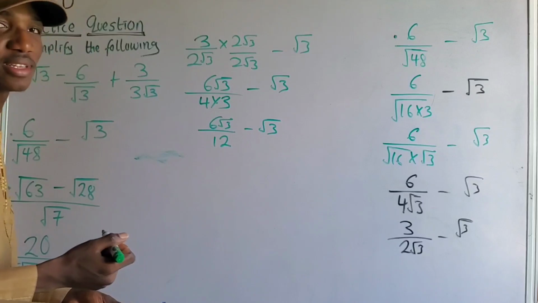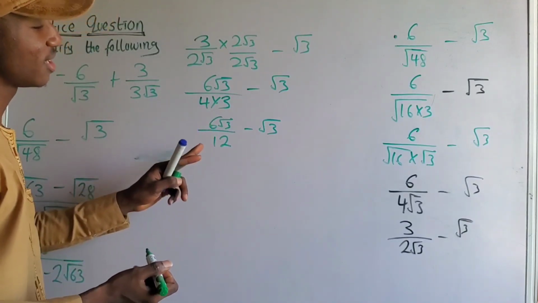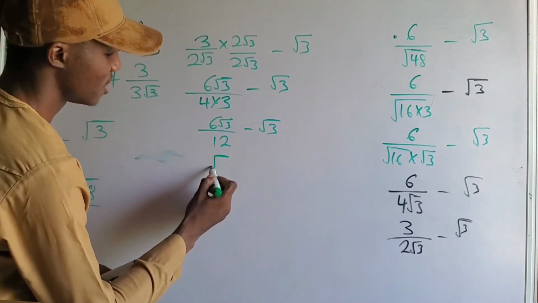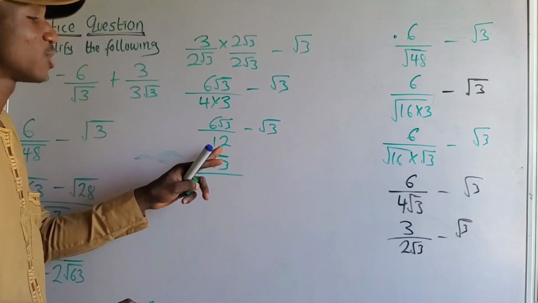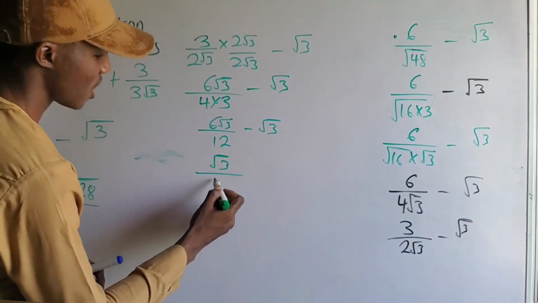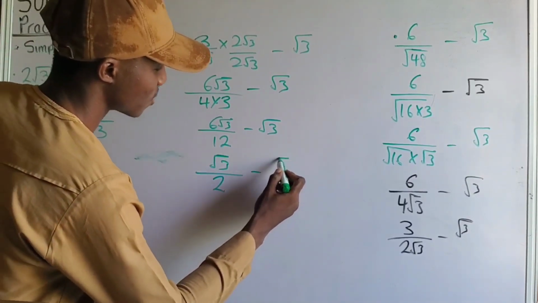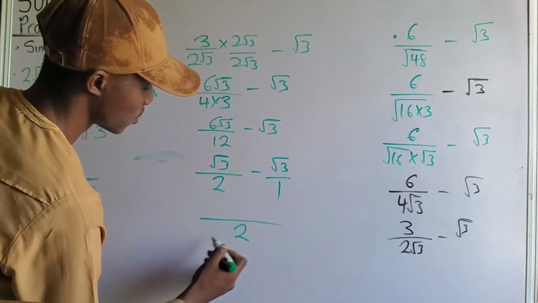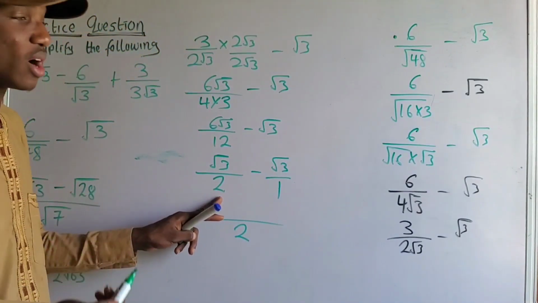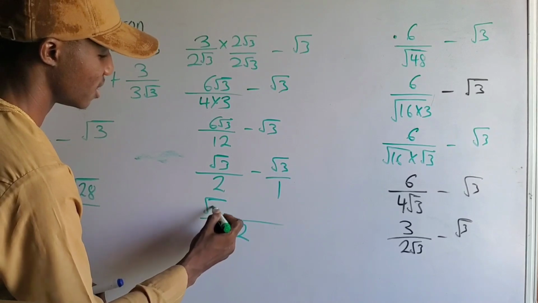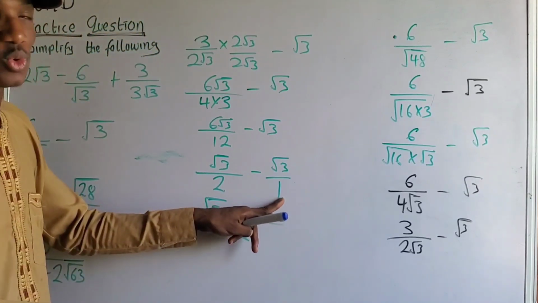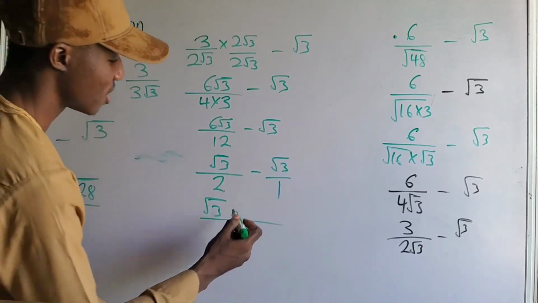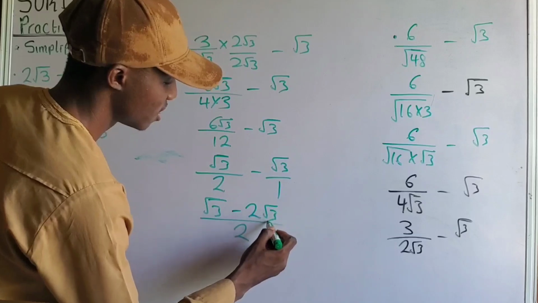Now pay attention. 6 over 6 is 1, so I'm going to have root 3 all over, and 12 divided by 6 is what? 2. So I'm going to have root 3 over 2 minus root 3. Now we can take the LCM. The LCM of this is 2. So 2 divided by 2 is what? 1. 1 times root 3 is what? Root 3. Is that not it? 2 divided by 1 is 2. 2 times root 3, that is what? Minus 2 root 3.